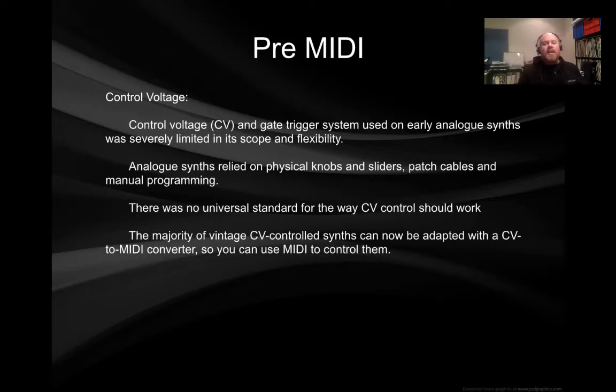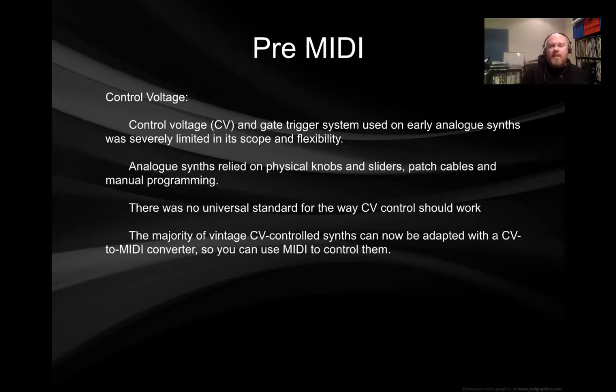So before MIDI, in the olden days, the way analog synths spoke to each other was control voltage, known as CV. So this control voltage and the gate trigger system was pretty limited in what you'd actually get. It was great for sending stop-start information to onboard sequences and what have you, but that was pretty much it.